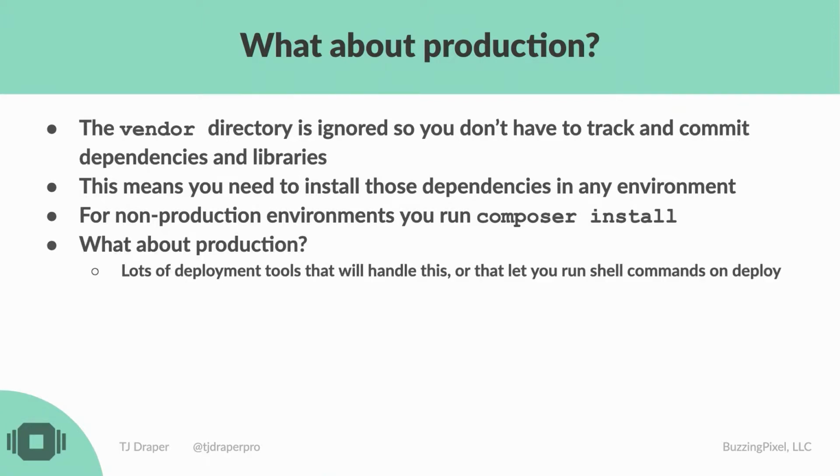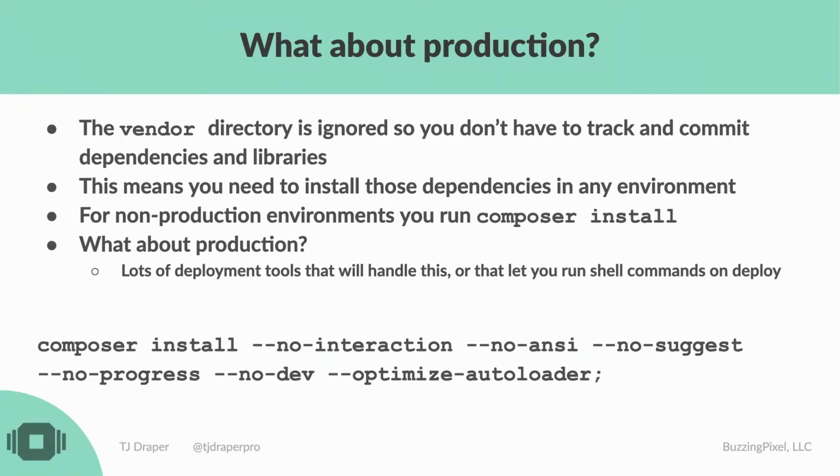For production, there's lots of deployment services that will handle this for you. Essentially, what it's going to be doing behind the scenes, or what it might let you do, you might be able to tell it to run shell commands, is you're going to want to run this command, which is composer install, but then you give it a bunch of flags that optimizes it for production. These slides will be available later if you want to inspect that command more closely. Essentially, it's saying this is not an interactive shell. There's nobody actually doing it. And it's saying, please optimize things. Don't install dev dependencies and optimize the autoloader.